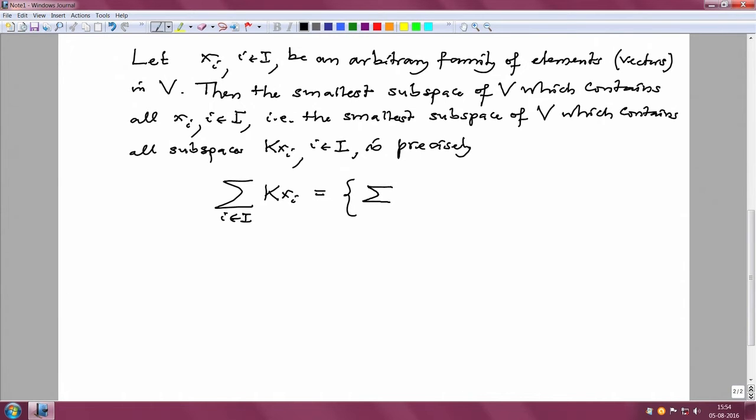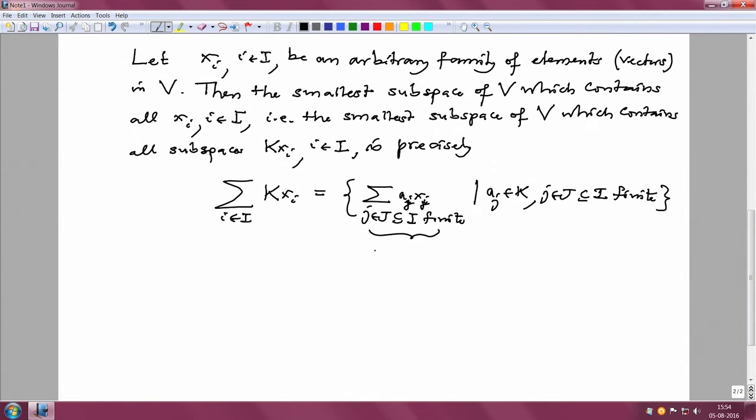This is precisely the set of finite sums over j in J, finite, of a_j x_j, such that the a_j's are some elements in K, the x_j's are among the x_i's, and J is running over finite subsets. Such a finite sum is also called a K linear combination.